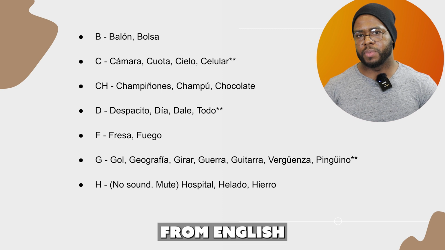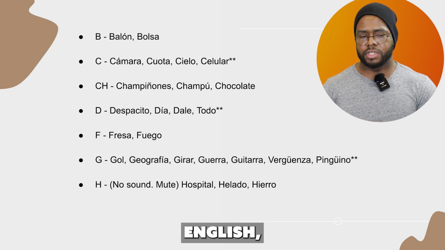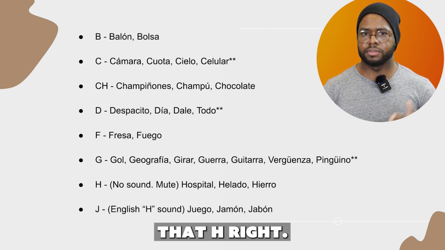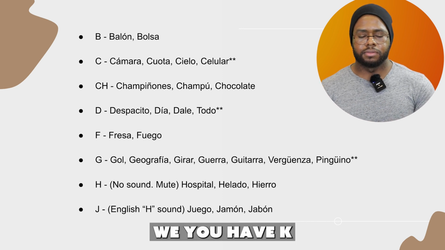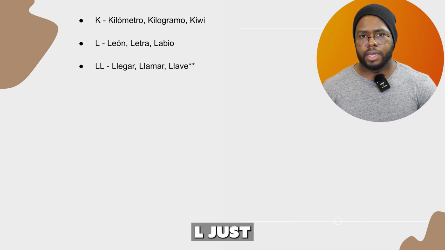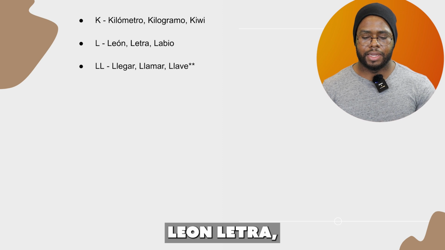Or if it borrows a word from English, like SH, show, those are words that are borrowed from English. But strictly speaking, only when it's CH, you're going to pronounce that H, right? You have K, just like the English K, right? So kilómetro. L, just like the English L, león, letra.